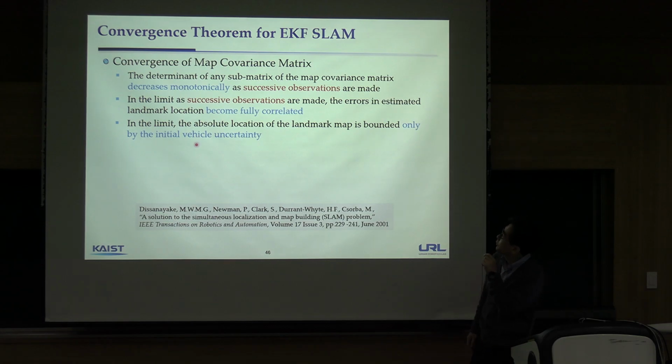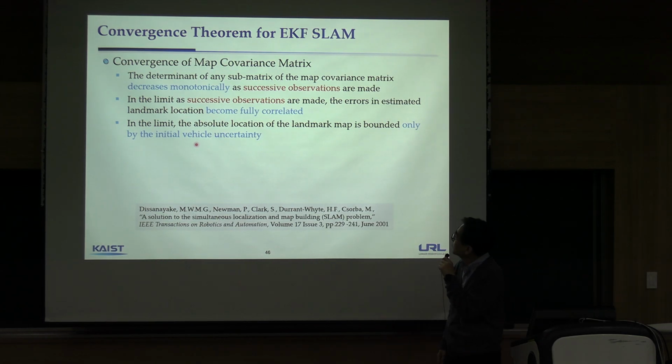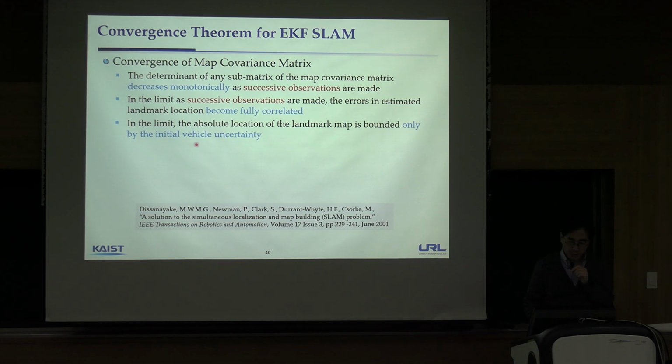So we have the convergence theorem for EKF SLAM. So the map covariance matrix will be converging. That's the result of this theorem. So as successive observations are made, the map covariance matrix will be decreasing monotonically. And in the limit as successive observations are made, the errors in the estimated landmark location become fully correlated. And in the limit, the absolute location of the landmark map is bounded only by the initial vehicle uncertainty.